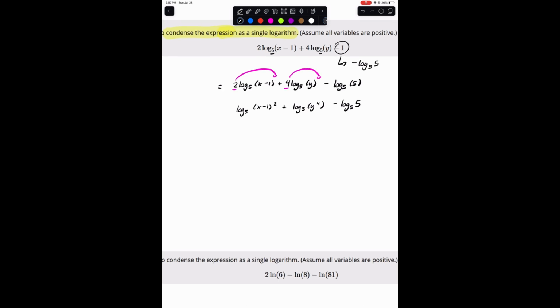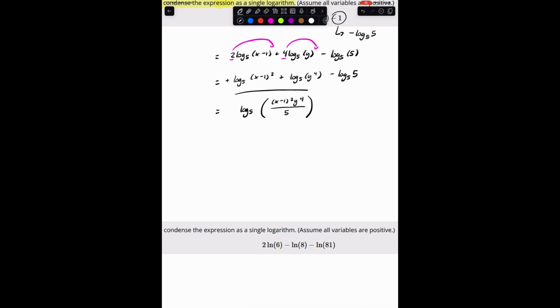And now we'll use good old multiplication division law, right? So the addition subtraction, right? So log 5, so x minus 1 squared is positive, right? There's a positive implied here. So we have x minus 1 squared on top. The y to the 4th is also positive, so bring that up. The 5 is negative, so bring that down, and you get this. It doesn't ask to simplify, so this should be a-okay.